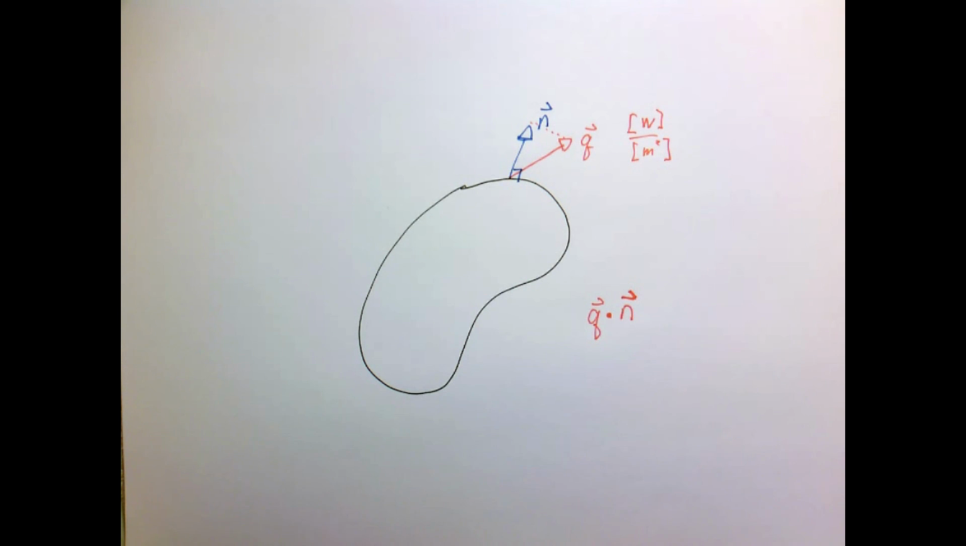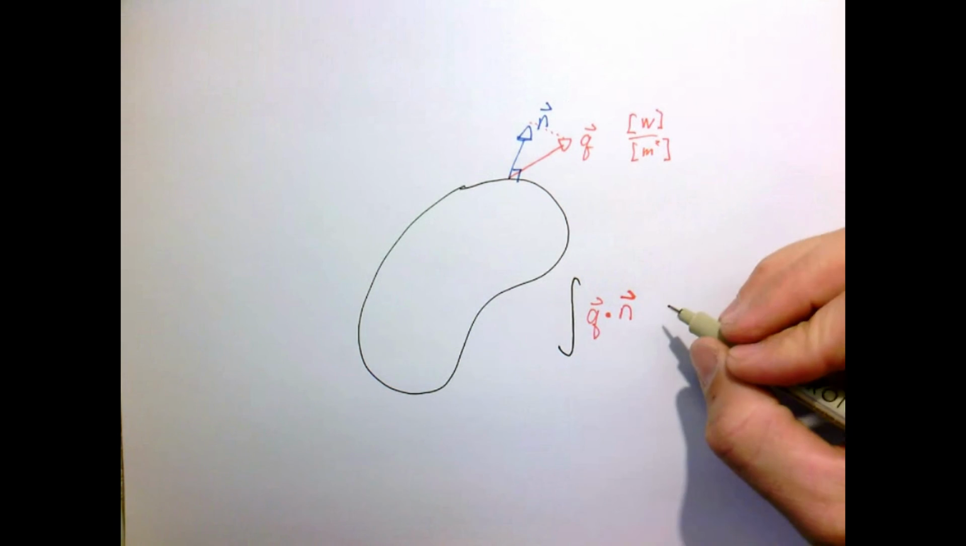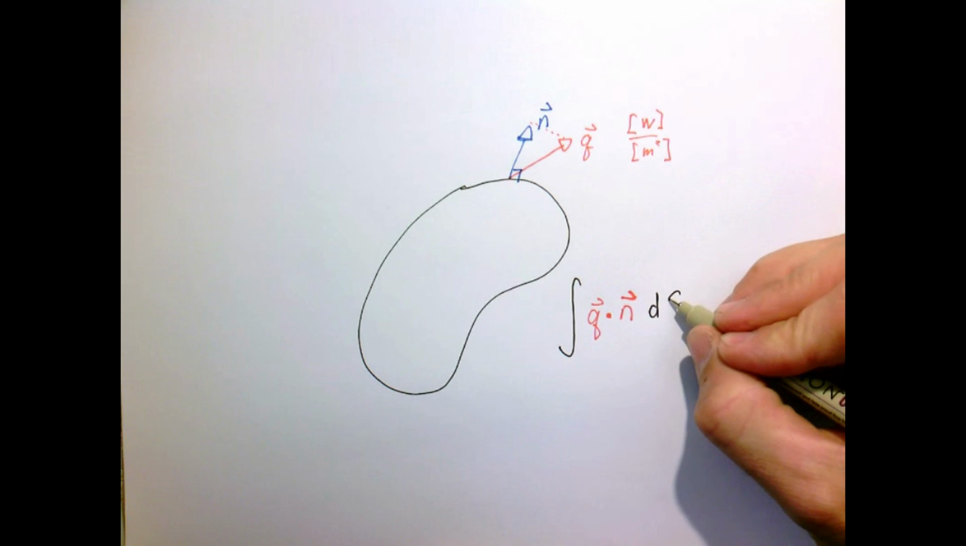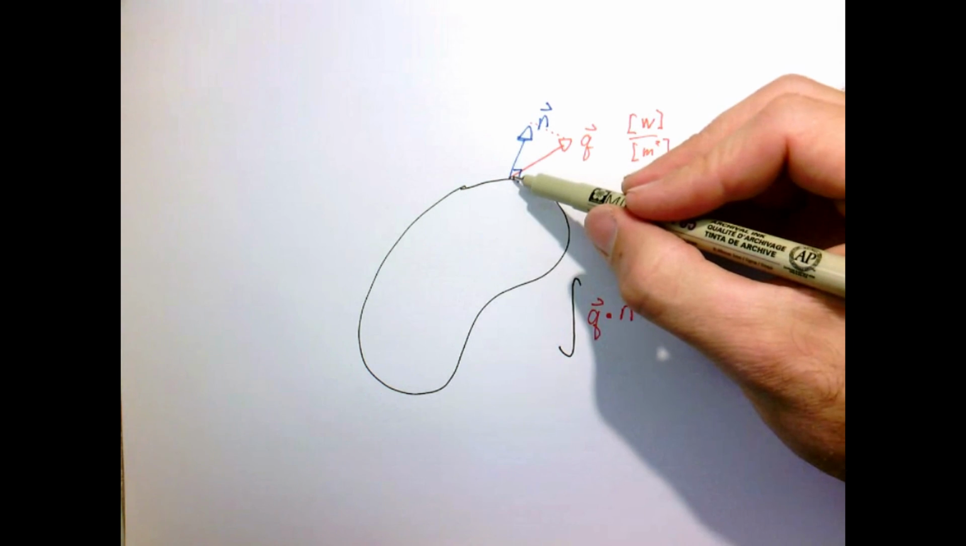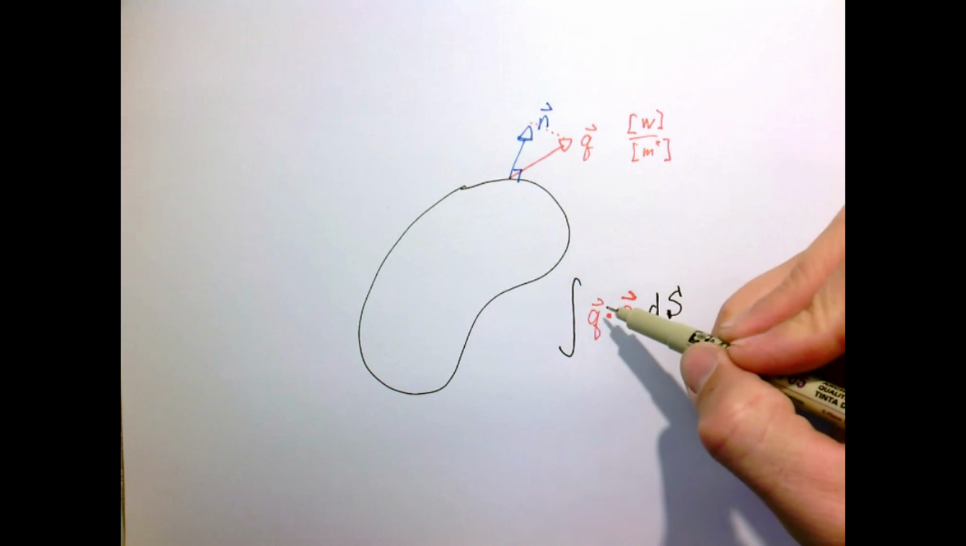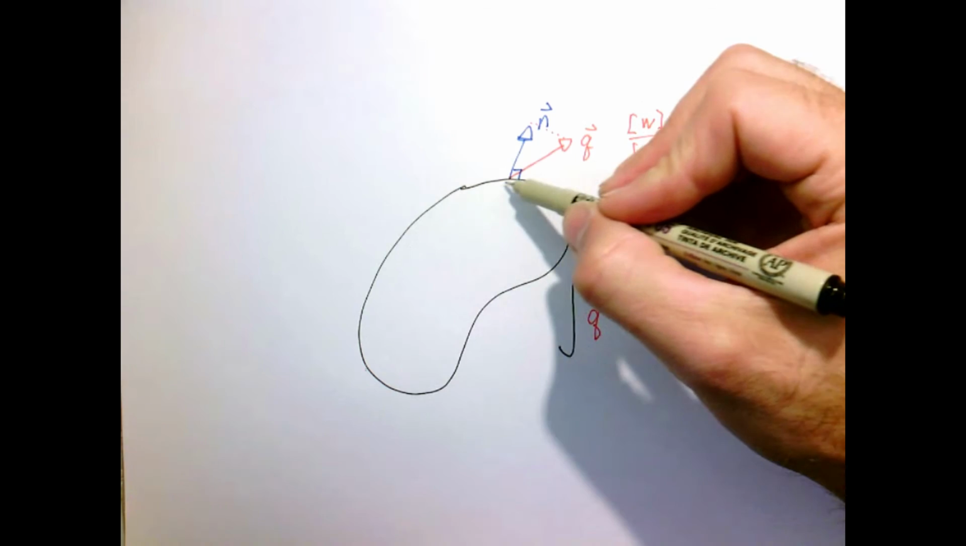Now all we have to do is take the amount that's leaving, and we need to sum it up. So we need to integrate over the entire surface, dS. Here we mean we're going to go everywhere along the surface, calculate q dot n, and sum up all those numbers all the way around the surface. So let's put this all together then.